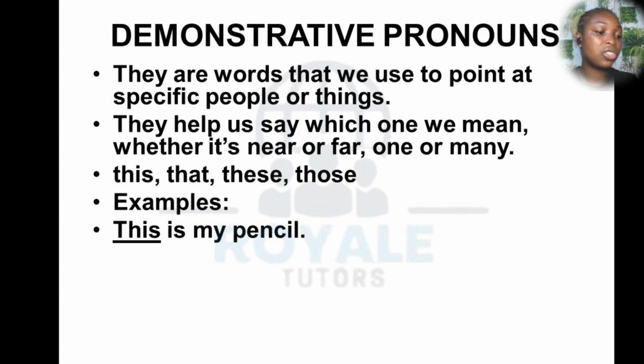Now, imagine you have a pencil close to you. Don't forget we said they help us to state whether it is near, far, one, or many. Imagine you have a pen. A pen means you have one pen close to you. And then someone comes to you and says, whose pen is this? And you say, oh, this is my pen. So first, the pen is near. That's why we're using this. Not just near, it is also one pen. It is singular. So that's why you can say, this is my pen. So you're pointing to which pen you're talking about.